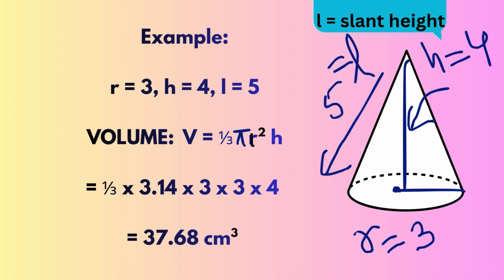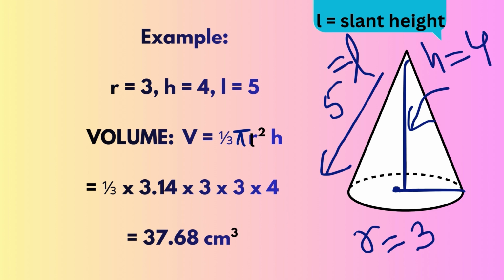Volume of a cone is 1 by 3 pi r square h. Just put the values of radius, height and slant height L from the picture, and then simplify it with some basic multiplication. You will get 37.68 centimeter cube as the volume of this cone.